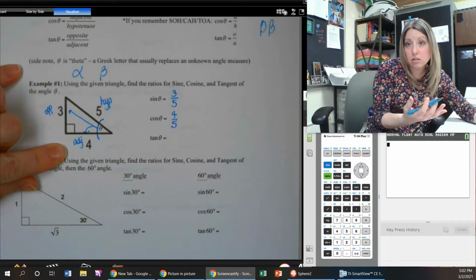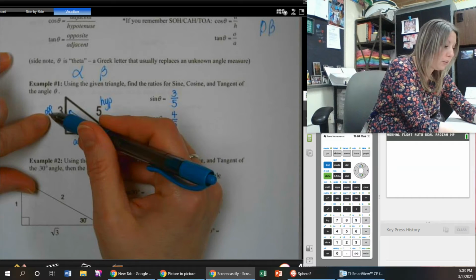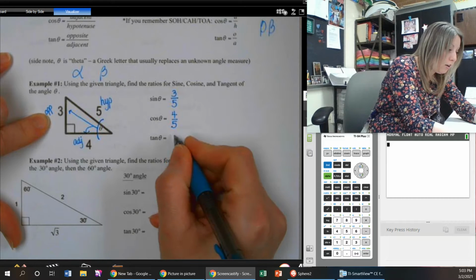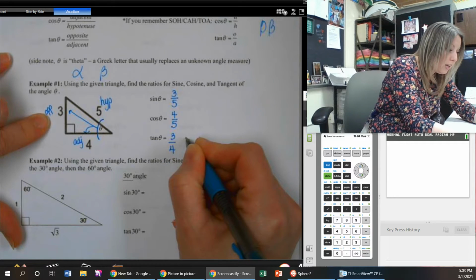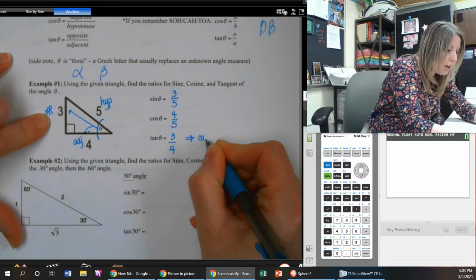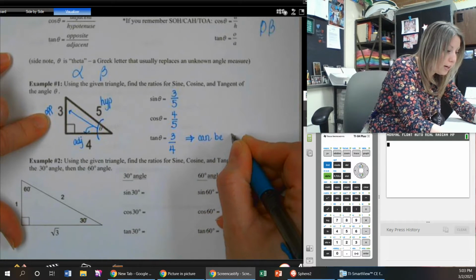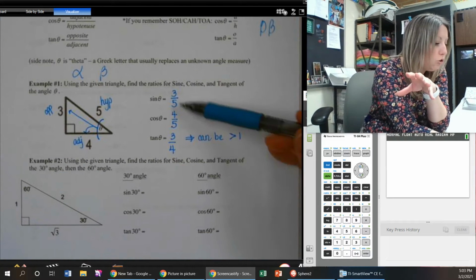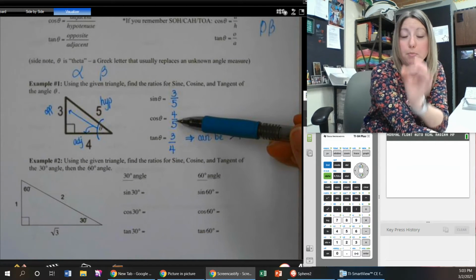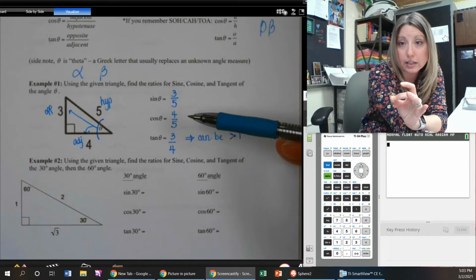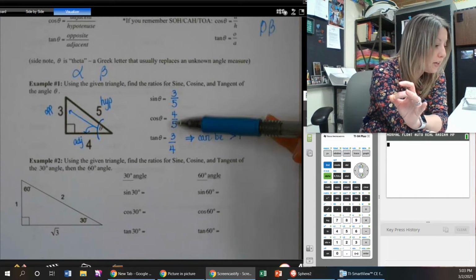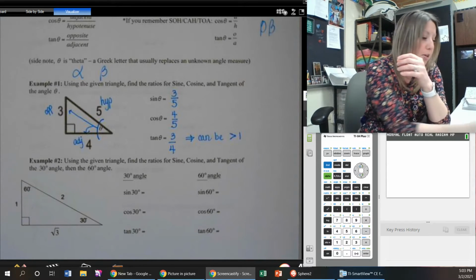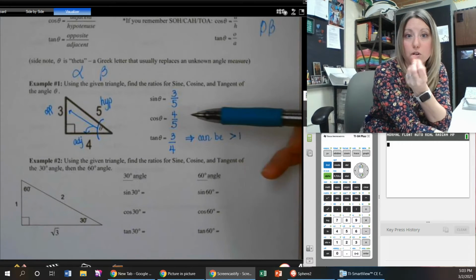The tangent ratio is opposite over adjacent. So opposite over adjacent would be 3 over 4. The tangent ratio is the only one that can be greater than 1. These two always have to be less than 1 because the hypotenuse always has to be the longest length. So this denominator will always be bigger than the numerator, meaning these values are always smaller than 1, between 0 and 1.